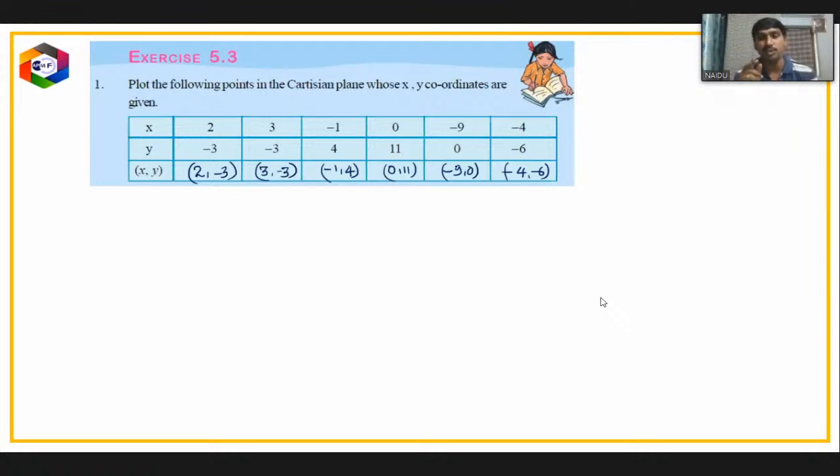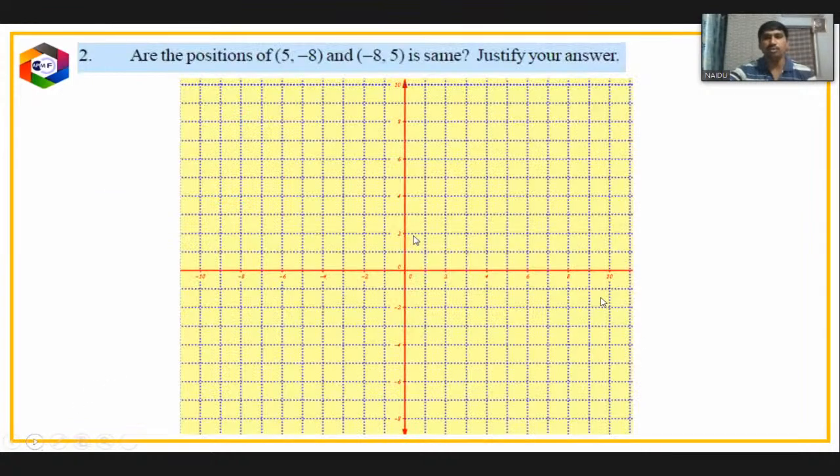So please do it in your graph book. If you try, then only will you come to know which point will lie in which quadrant. I hope that you all will complete it in your graph book. So I am going to move on to the next one.